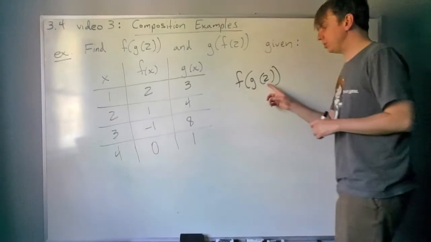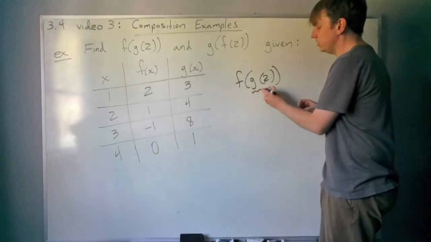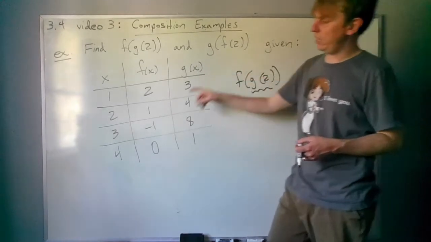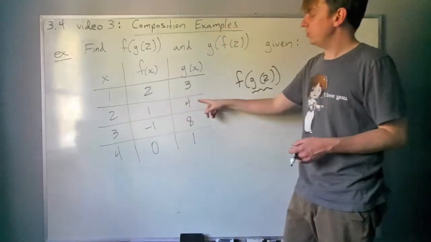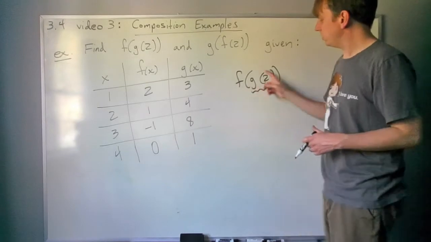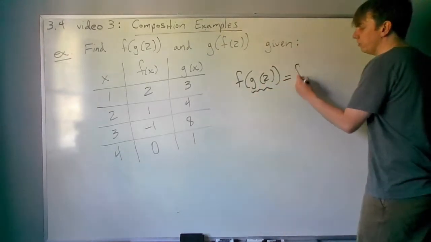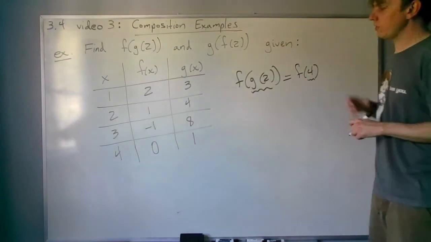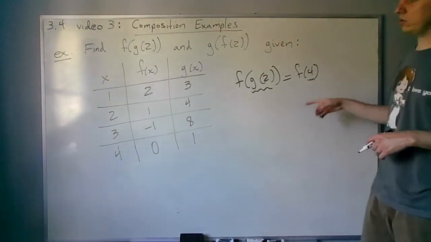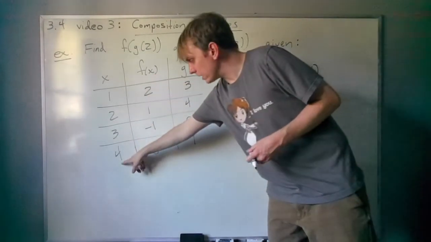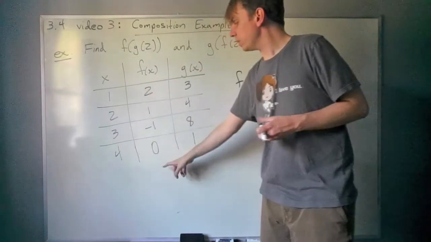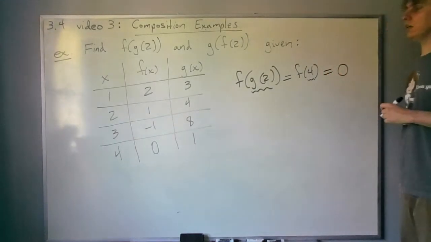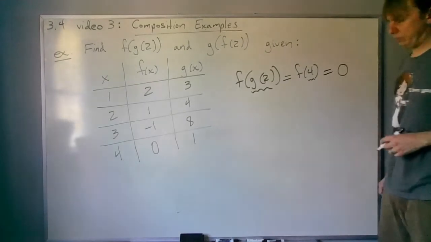So my input is 2, and I'm supposed to first find g of x, or g of 2. So looking at the function g, if my input is 2, g of 2 would be 4. So this g of 2 on the inside is going to be a 4. And then after that I'm supposed to find f of 4. So plug in x equals 4 into the function f, and we get f of 4 is equal to 0. And so in this case, f of g of 2 is equal to 0.